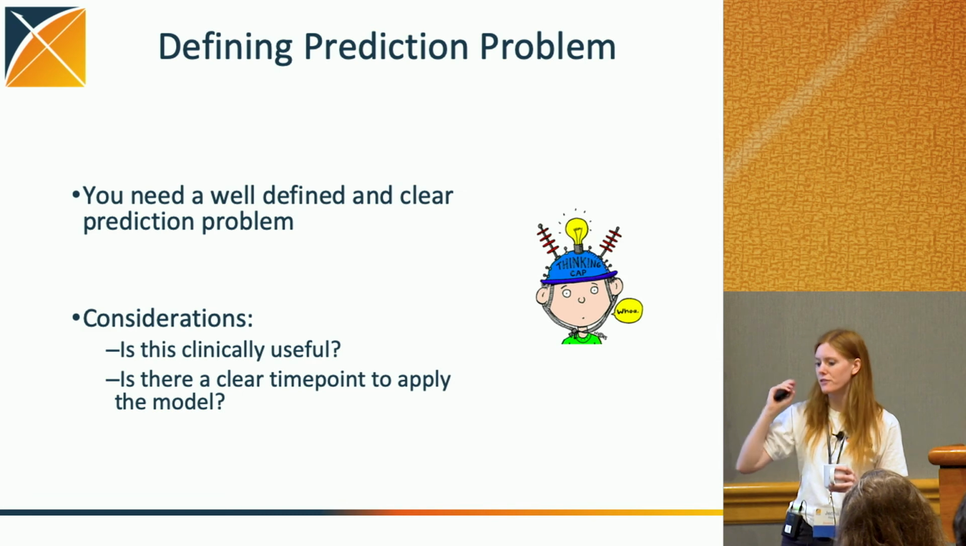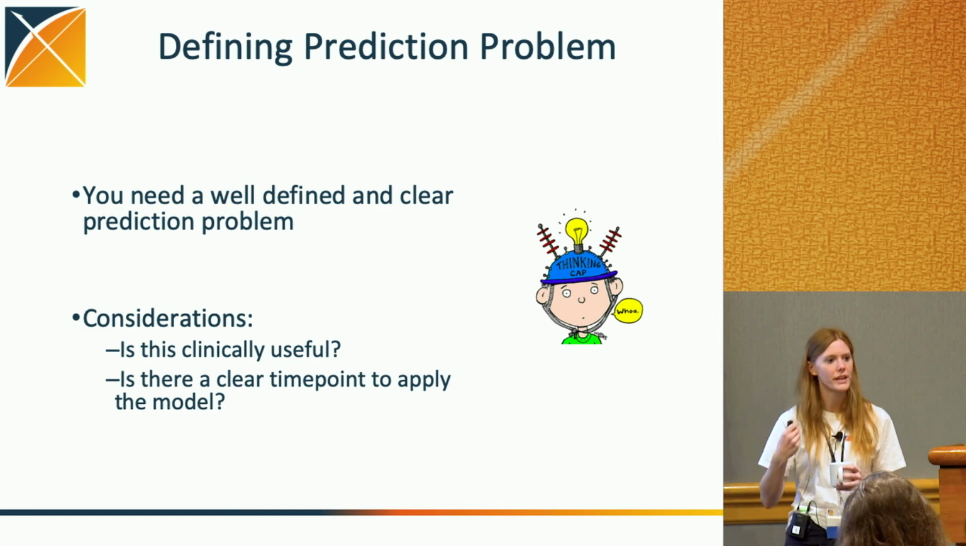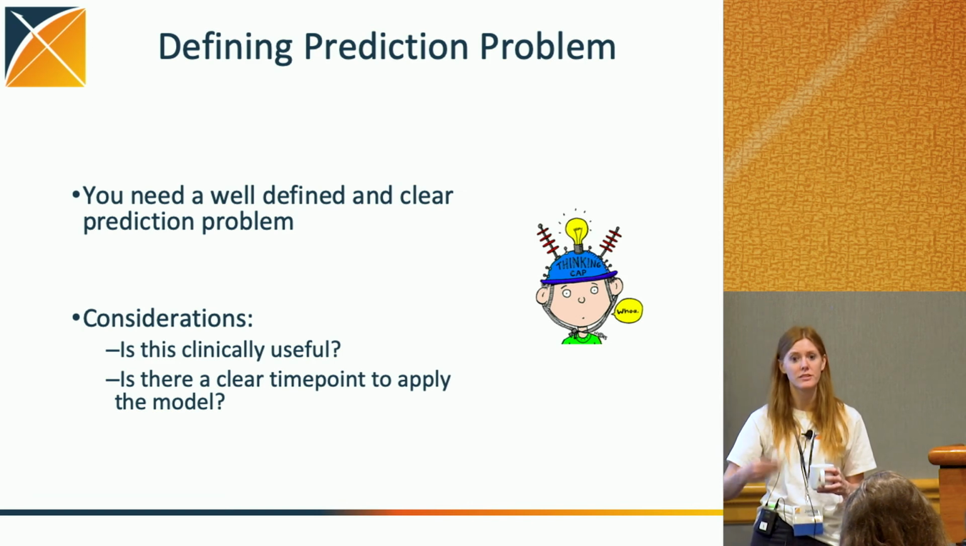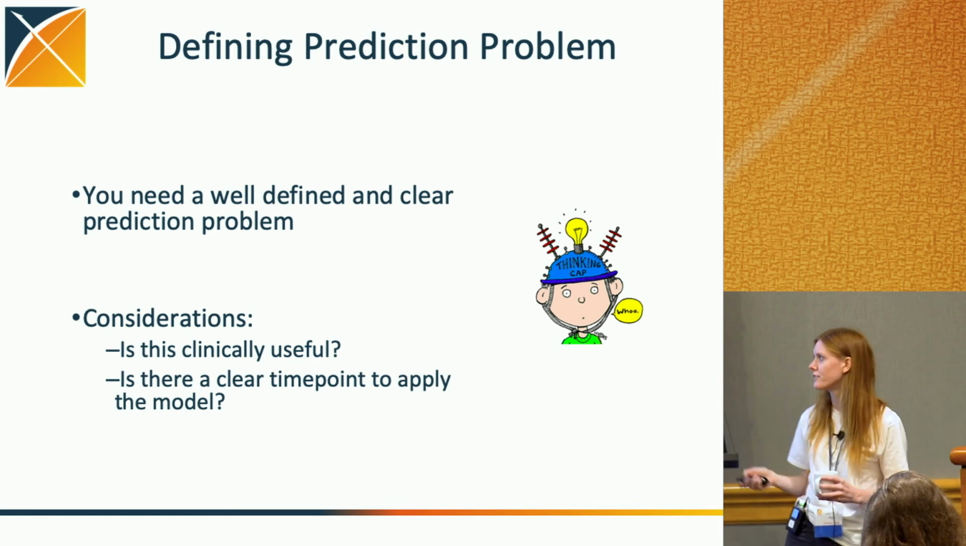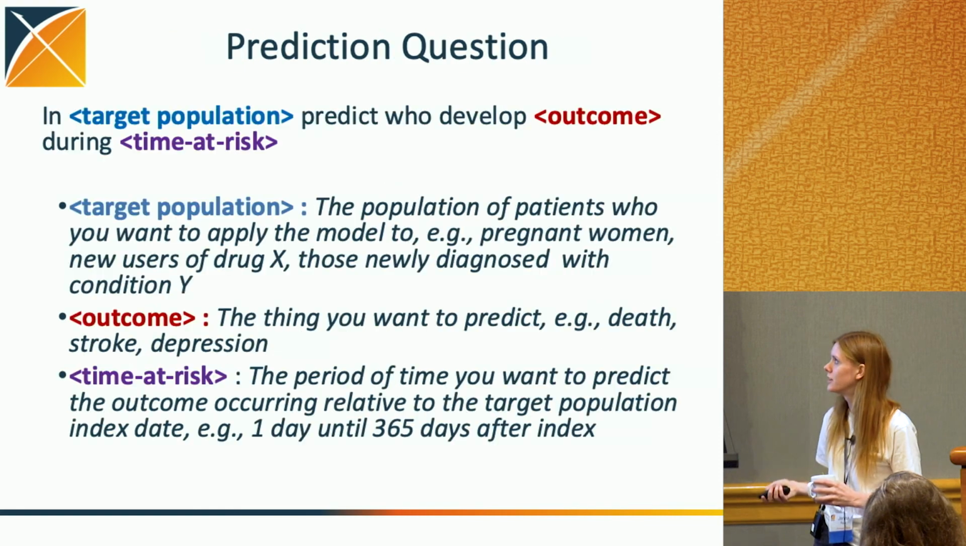So if you have something like the date that they're given a drug or the date that they're diagnosed, you know they're face-to-face with the clinician at that point in time. So that is a very well-defined point in time for applying the model, and it could actually have value. So these are the 2 key things, I think, for a prediction.